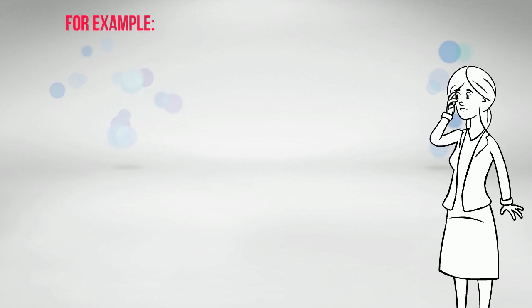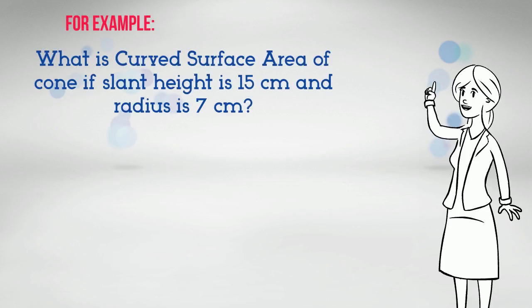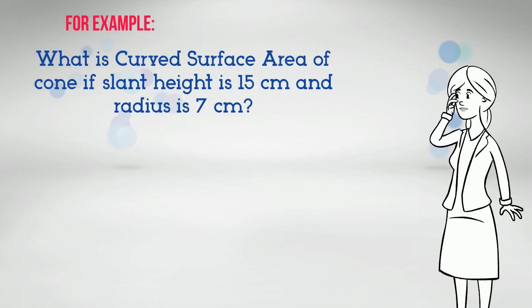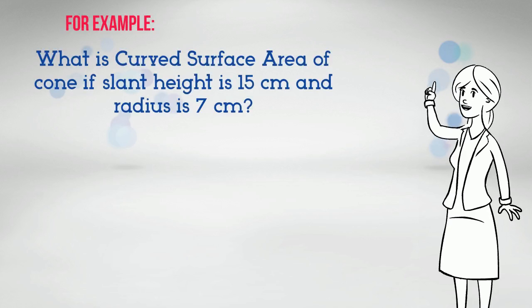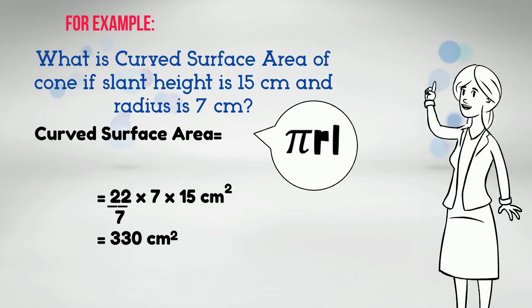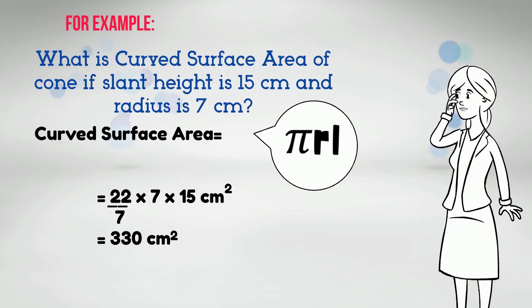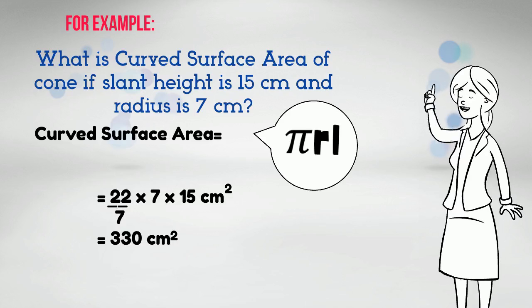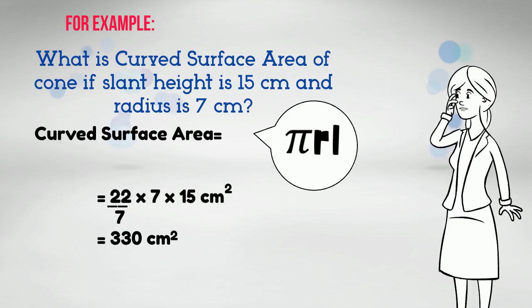For example, what is the curved surface area of a cone if the slant height is 15 centimeters and radius is 7 centimeters? Formula for the curved surface area is pi rl, where in placing the values for pi, r, and l, our answer comes to 330 centimeters squared.